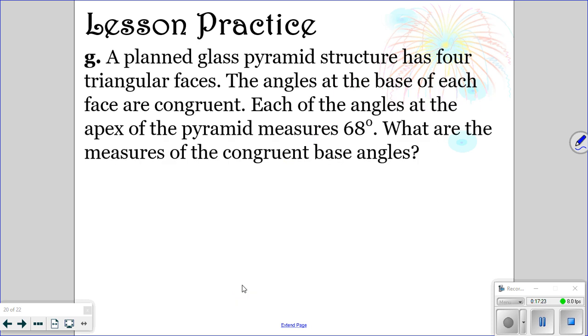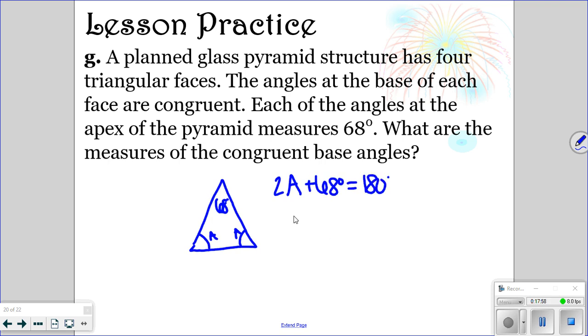Okay, so now let's look at one more practice problem. Y'all try this one by yourself, and then I'll go over it after y'all have finished. So pause the video real quick. So we have four triangular faces. Each angle at the base of the face are congruent, and the angle at the apex is 68 degrees. So the apex means the top, so this angle is 68, and it told us these two are congruent. So I'm just going to make them angle A. So 2 times A plus 68 degrees is going to equal 180 degrees. So that means that 2A is going to equal 112. And then A, if you divide by 2, would be 56 degrees. So the measure of your congruent base angles would be 56 degrees.